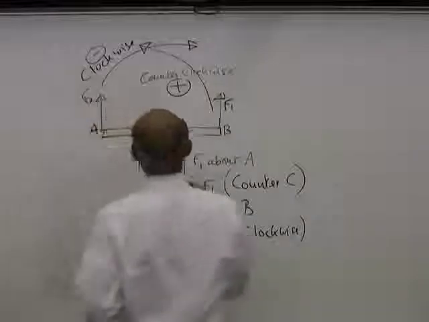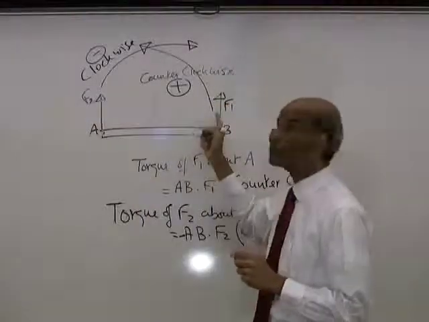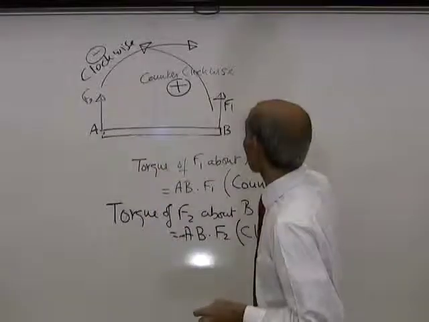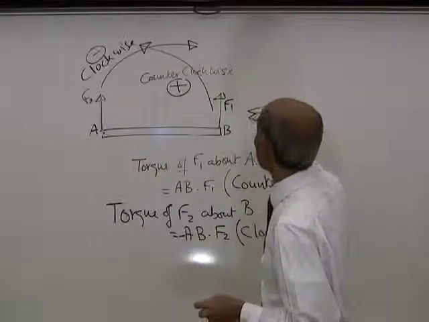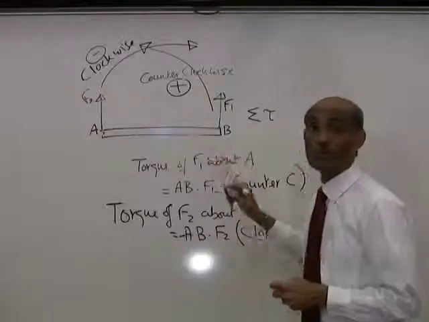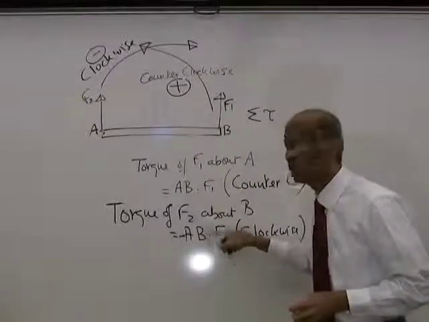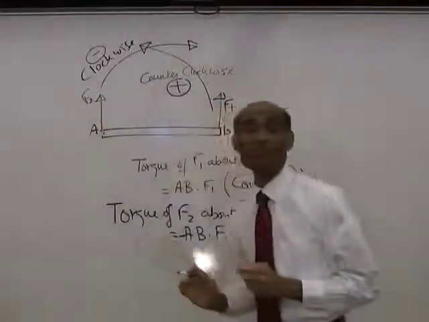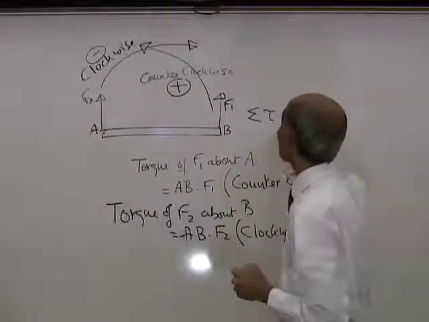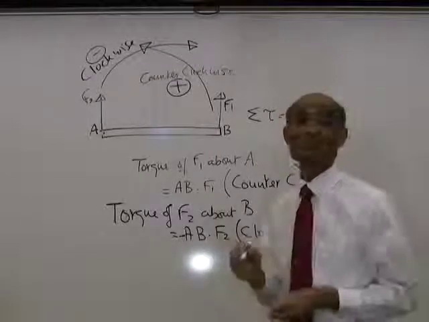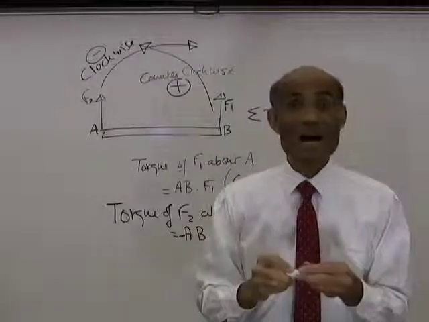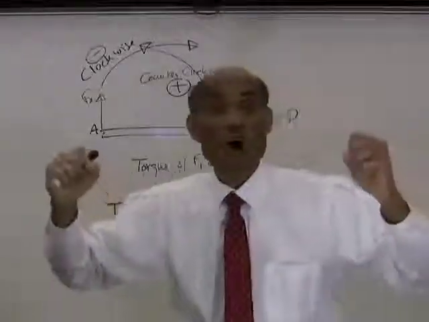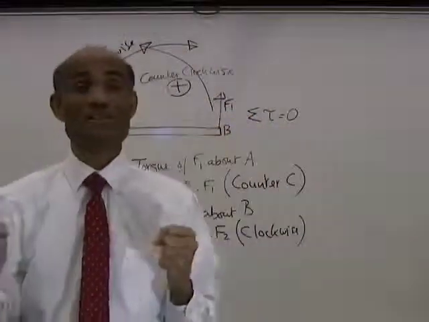Tell me, what is the sum of the torques due to these two forces? What is the sum of the torque? In other words, what is the summation of tau? Add these two torques. And if the forces are of equal magnitude, this sum will be 0. Now, if the sum of the torques is equal to 0, that means the object will not rotate.